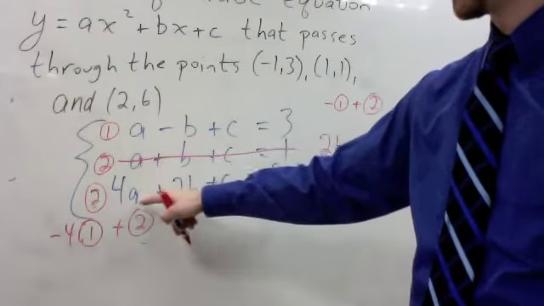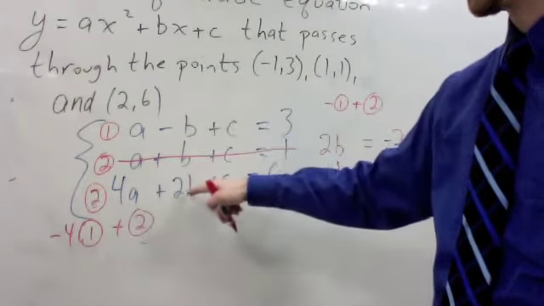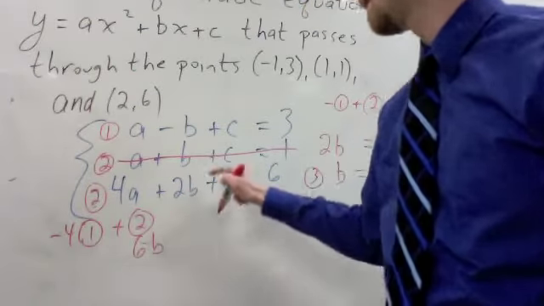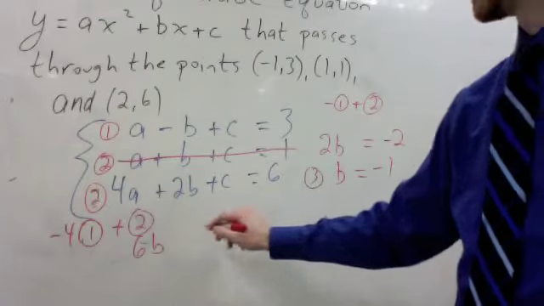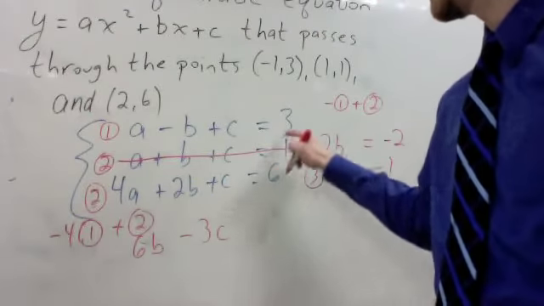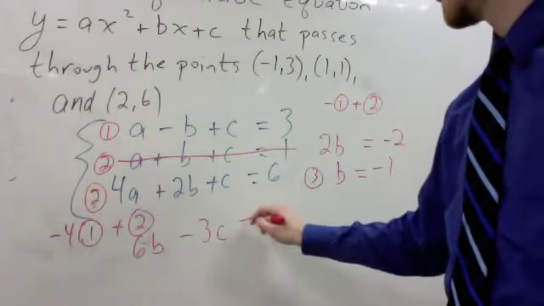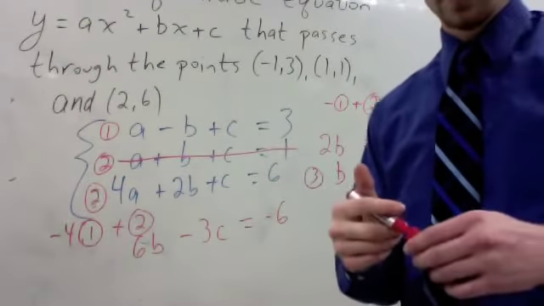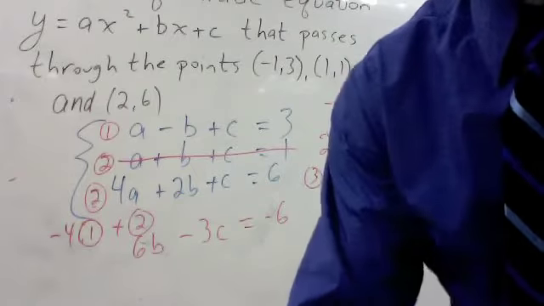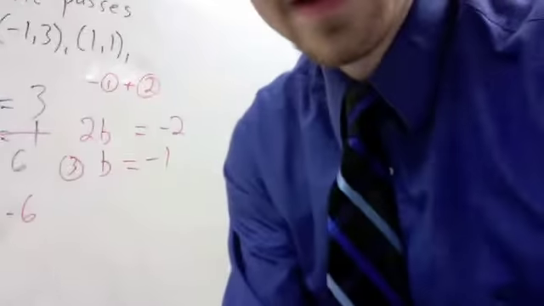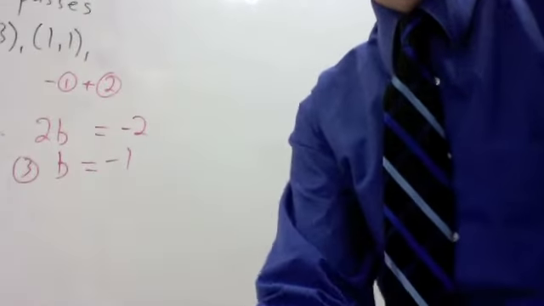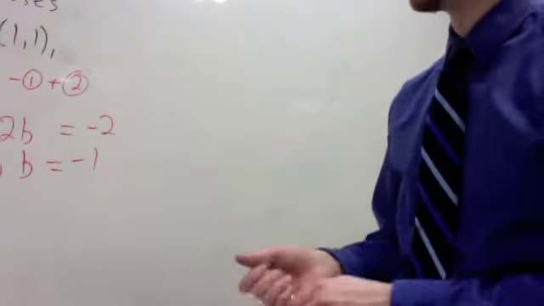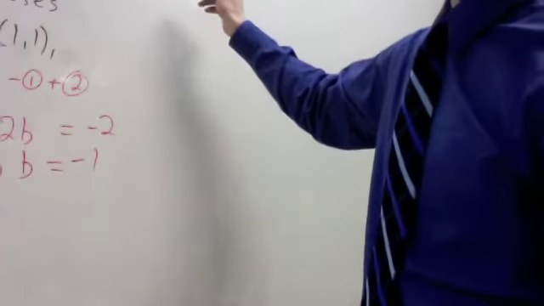Negative 4a plus 4a cancels out. Positive 4b plus 2b gets us 6b. Negative 4c plus c, so minus 3c. Negative 12 plus 6 is negative 6. Okay. Now I'm going to collect our equations together so they look a little bit nicer. I'm going to do that over here, just copying them down. We now have our equations in row echelon form.